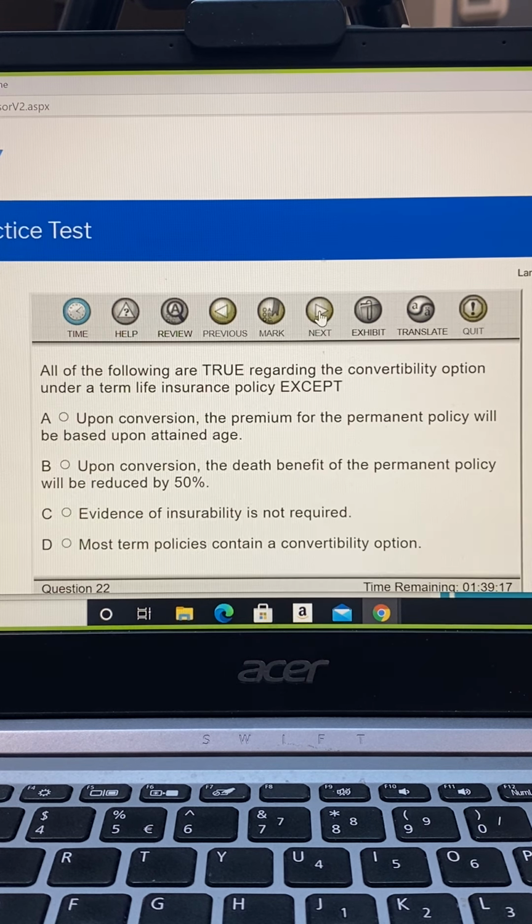All of the following are true regarding the convertibility option under a term life insurance policy except: upon conversion, the death benefit of the permanent policy will be reduced by 50%. Exactly. Perfect.